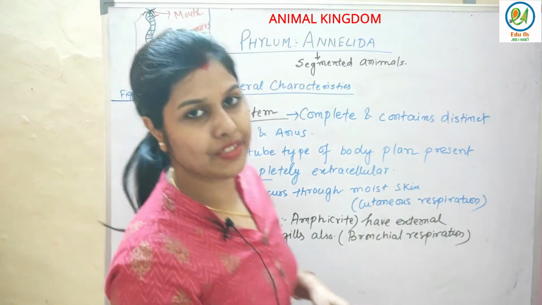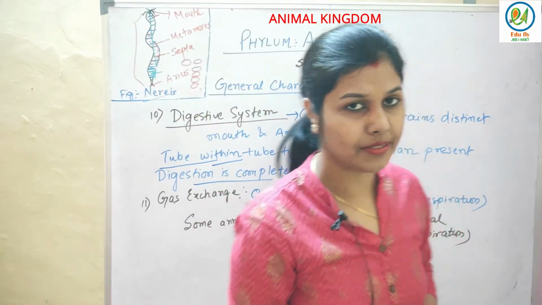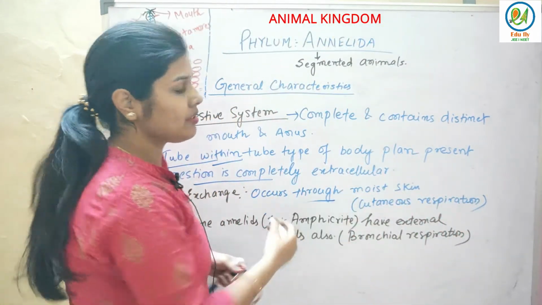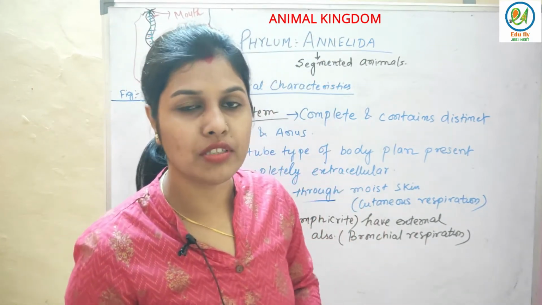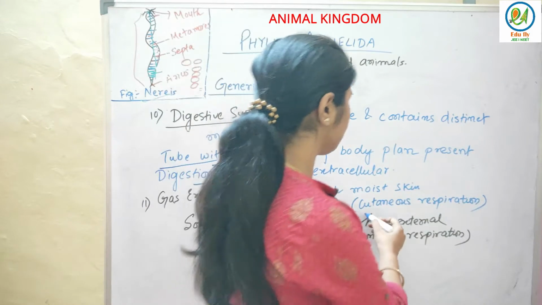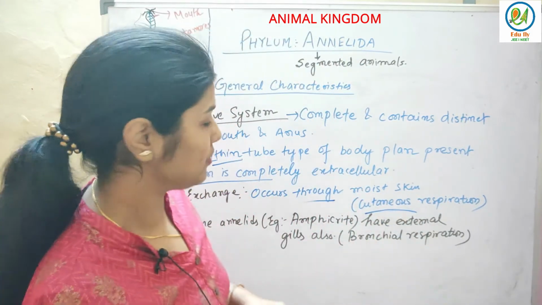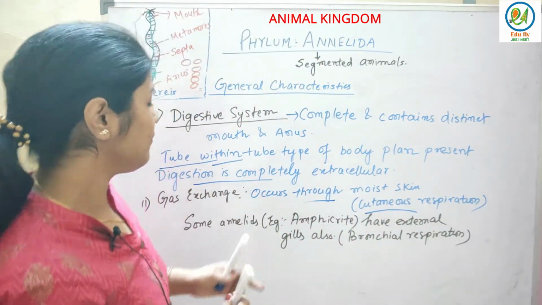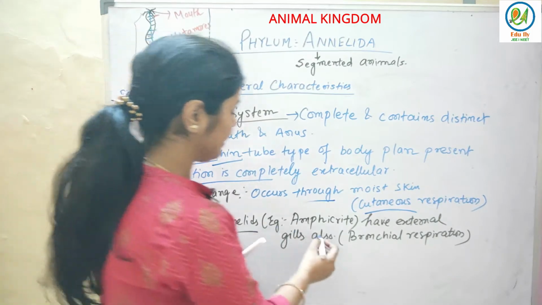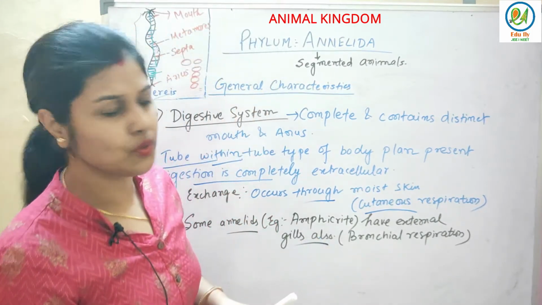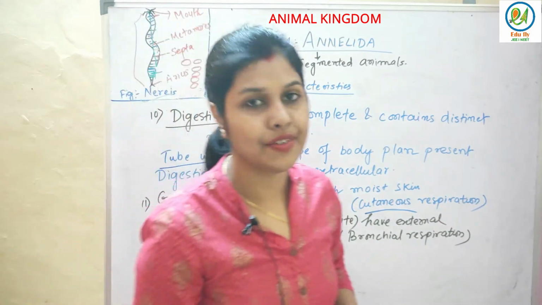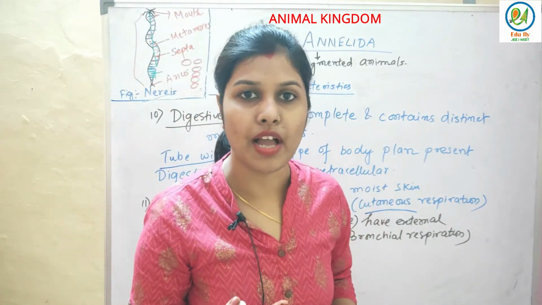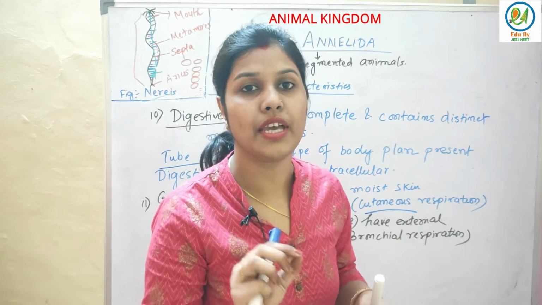Now we'll see about gas exchange. How does it occur? See, two forms are there. Through moist skin: if it occurs through moist skin, it is called cutaneous respiration. Just remember the terms. Cutaneous respiration. And if it occurs through gills, some annelids have gills also. That is the example I have shown you, Amphitrite. That is known as branchial respiration. Gills means branchial, skin means cutaneous respiration.